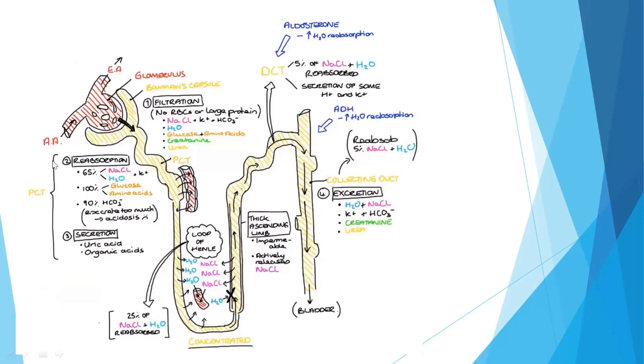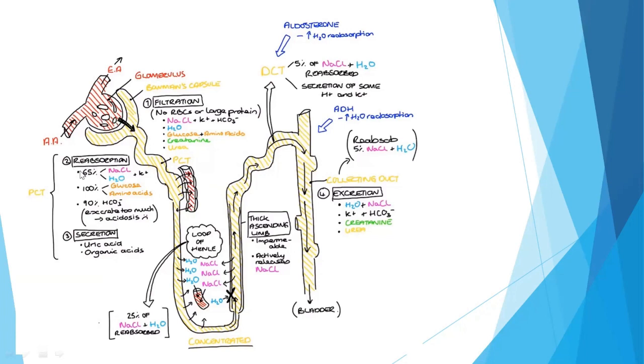So again, we have the afferent arteriole, we have the efferent arteriole, we have the glomerulus, and then this is the Bowman's capsule. Now, first, there was filtration. In filtration, there are normally no RBCs or large proteins. So what do we filter? We filter sodium chloride, potassium, bicarbonate, H2O, glucose, amino acids, creatinine, and urea. These all happen in the glomerulus and Bowman's capsule. Now these all get filtered and enter the PCT.